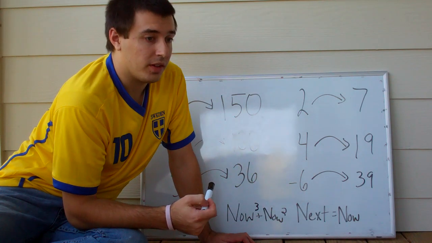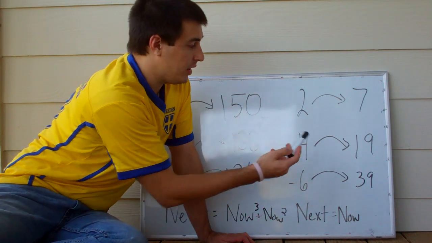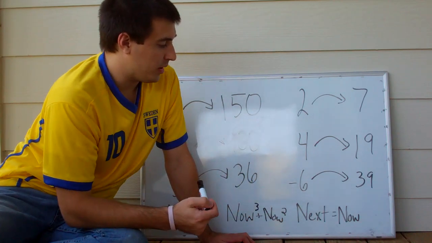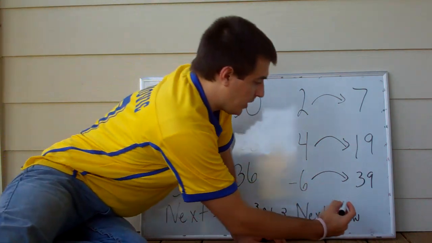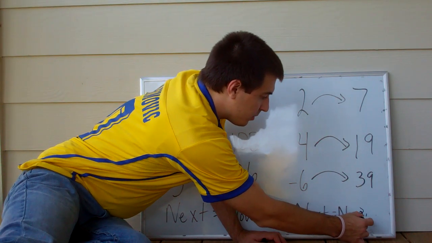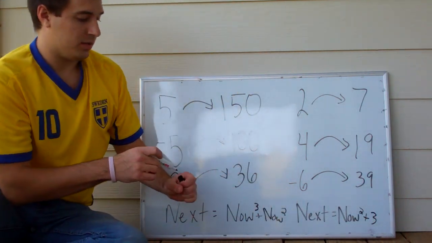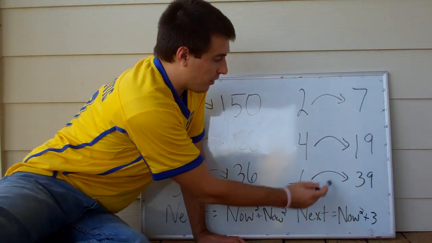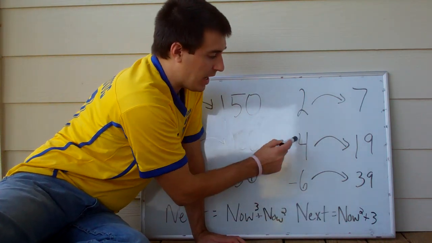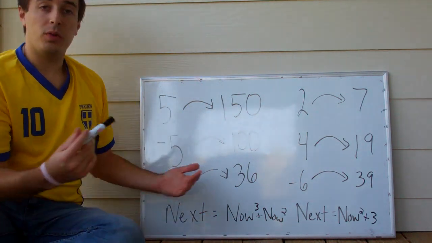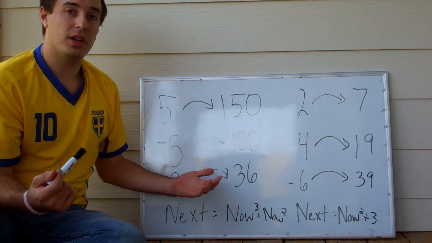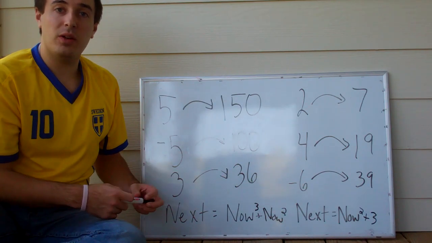So 4 squared would be 16, 16 plus 3 would be 19, and 6 squared would be 36, 36 plus 3 would be 39. So there we go. So we have now squared plus 3. So to get our next number, we have to take what we had now, square it, and add 3. Alright, well I hope these examples helped you. I know we were kind of quick, but hey, it's not too bad once you understand it.